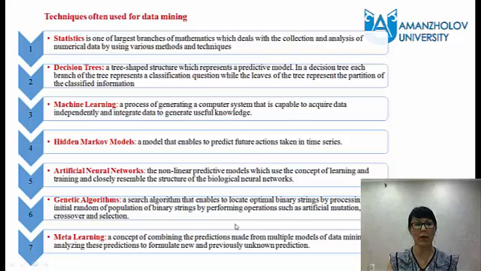And genetic algorithms, a search algorithm that enables us to locate optimal binary strings by processing an initial random population of binary strings by performing operations such as artificial mutation, crossover, and selection. And the last technique is meta-learning, a concept of combining the predictions made from multiple models of data mining and analyzing these predictions to formulate new and previously unknown predictions.